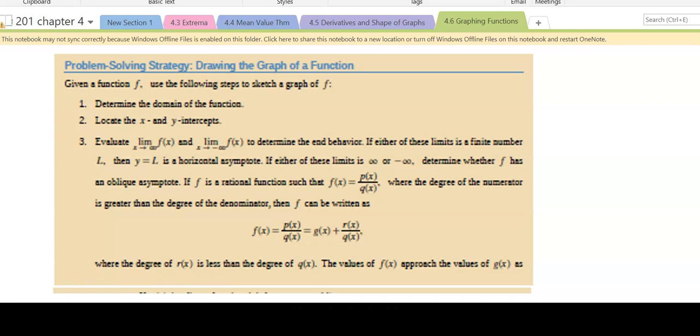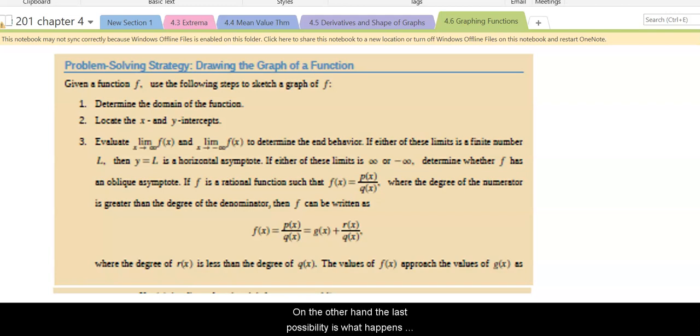If, on the other hand, the degree of the denominator is equal to the degree of the numerator, then they have equal magnitudes of infinity, and neither will win out. In this case, the horizontal asymptote for a rational function will be the ratio of the leading coefficients. That is, the ratio of the coefficient of the highest degree term in the numerator divided by the coefficient of the highest degree term in the denominator. This is when the degree of the numerator and the degree of the denominator are equal.